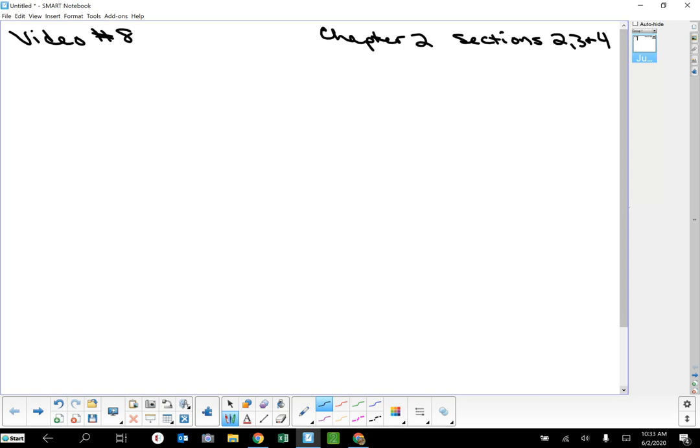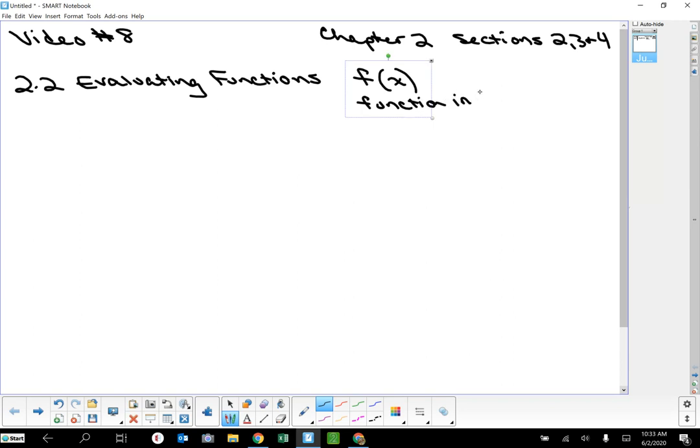So this first one covers 2.2, and this is called evaluating functions. And just as a quick reminder, we talked about f of x, meaning that you have a function in terms of x. We also talked about domain and range. And we talked about how to tell if something was a function by having all unique x values.